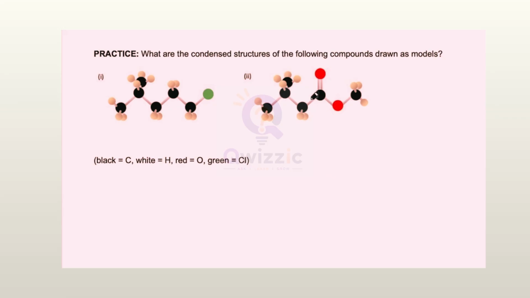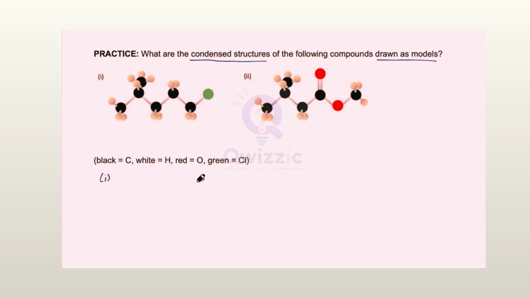It says, what are the condensed structures of the following compounds drawn as models? And then we have two compounds, as our question says, drawn as ball and stick models that we need to transform into condensed structures. We have a color code. It tells us that the black balls are carbon, white are hydrogen, red are oxygen, and green are chlorine. So let's look at number 1.